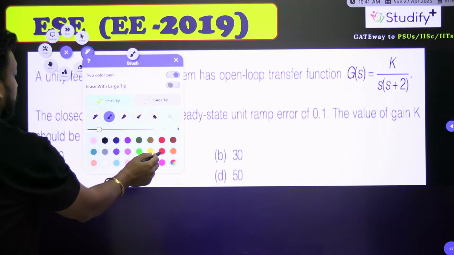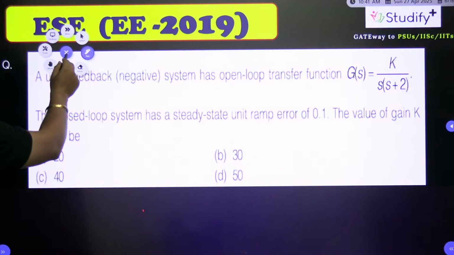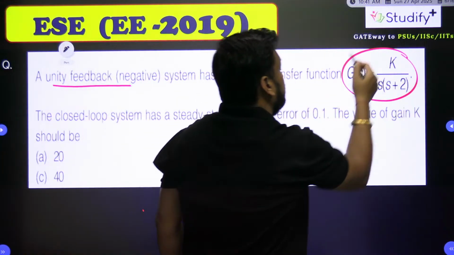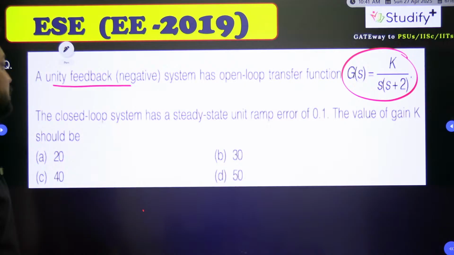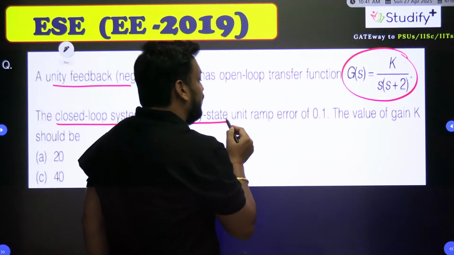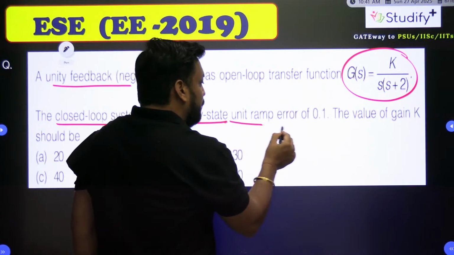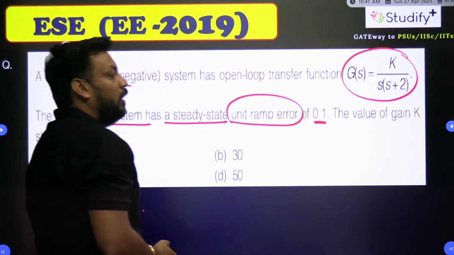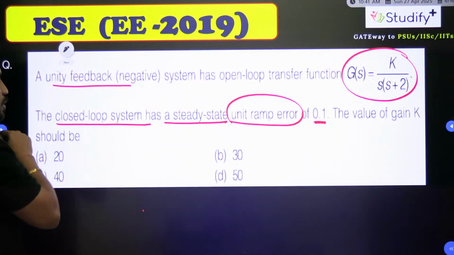इस क्वेश्चन को भी आप हवा में उड़ा सकते हो. देखो 2019 का क्वेश्चन है. 19 का क्वेश्चन क्या बोल रहा है सर? A unity feedback negative system open loop transfer function G(s) is nothing but K upon s into s plus 2. The closed loop system has a steady state error, unit ramp error. Steady state unit ramp error is 0.1. The value of gain K should be.